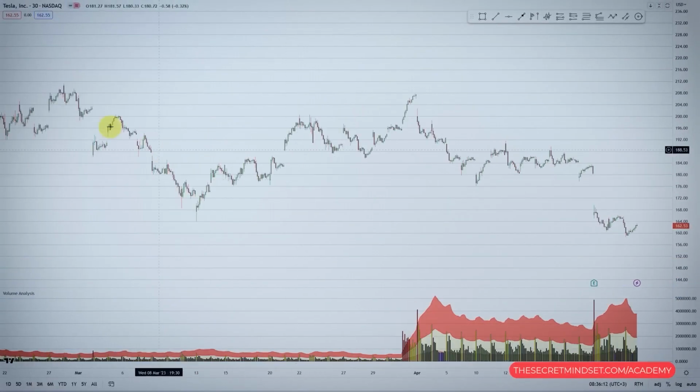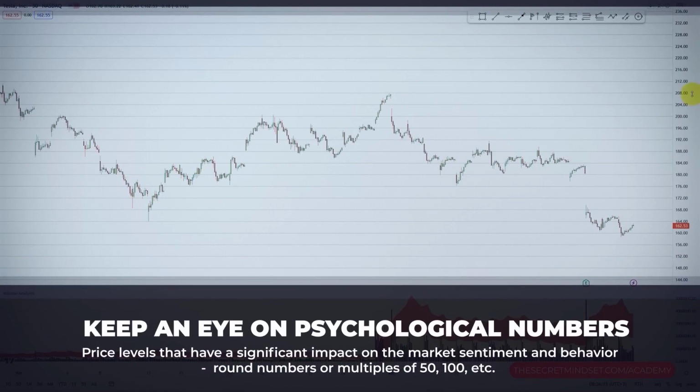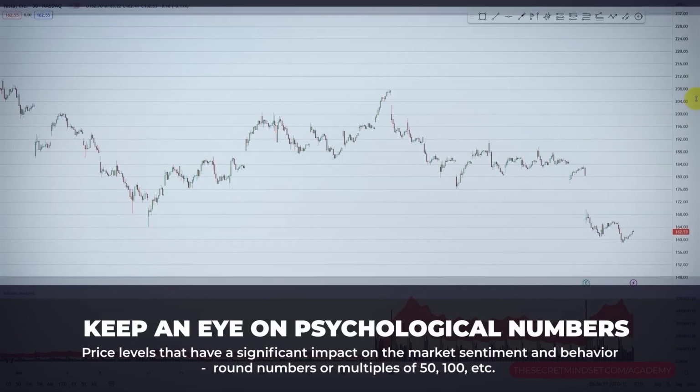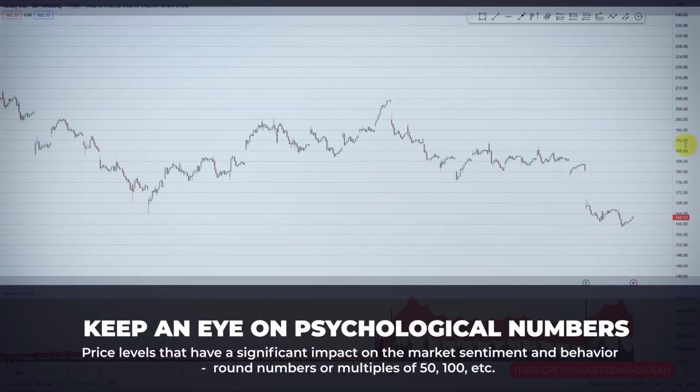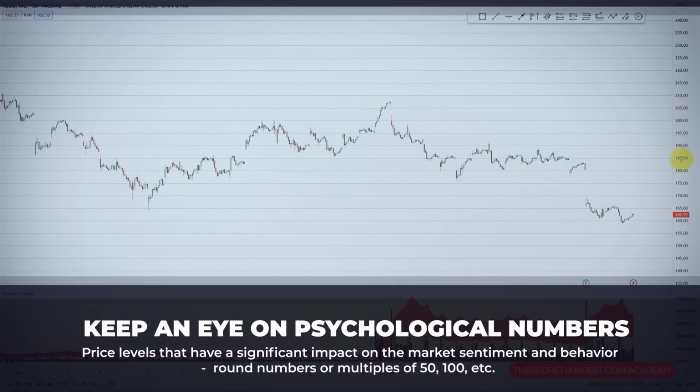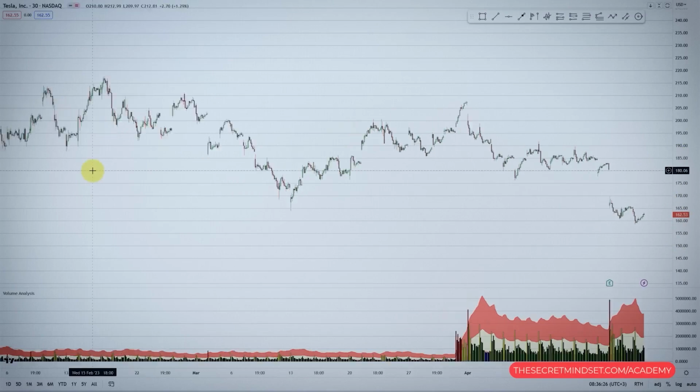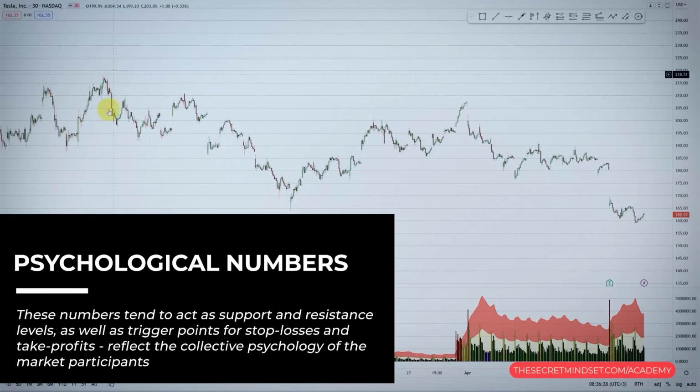Psychological numbers are quite important for smart money traders. These are price levels that have a significant impact on the market sentiment and behavior. They are often round numbers, or multiples of 50 or 100. These numbers tend to act as support and resistance levels, as well as trigger points for stop losses and take profits. These round numbers reflect the collective psychology of the market participants, especially the large institutional traders who have the power to move the market.